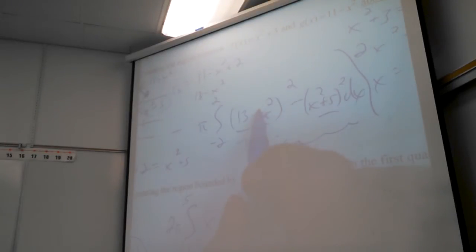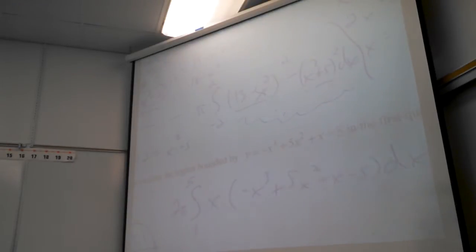Okay. So we don't know that one. I don't know if anybody got to this point here. Yeah? Okay. So that's the pi times r outer squared minus r inner squared, the difference in those two areas that I'm getting. All right.